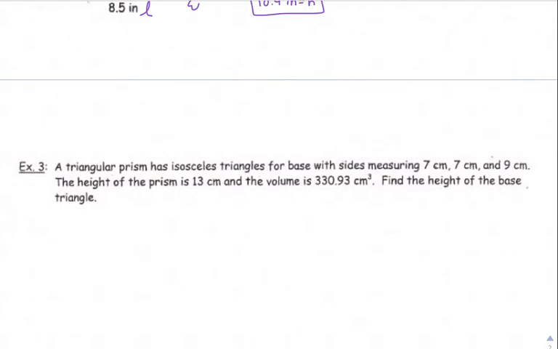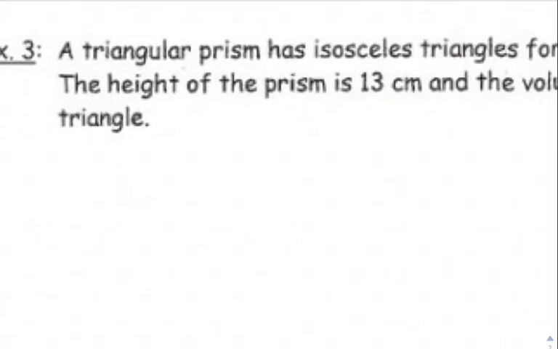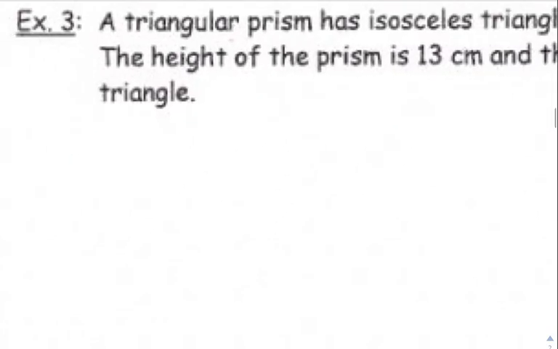A triangular prism has isosceles triangles for bases with sides measuring 7 centimeters, 7 centimeters, and 9 centimeters. The height of the prism is 13 centimeters and the volume is 330.93 centimeters cubed. Find the height of the base triangle. If I wanted to draw this, I know there are two triangles here. It's a triangular prism.